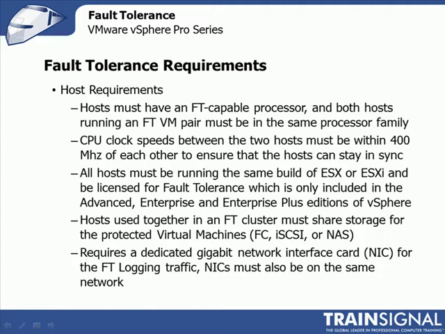All hosts must be running the same build of ESX or ESXi and be licensed for fault tolerance, which is only included in the Advanced, Enterprise, and Enterprise Plus editions of vSphere. Hosts used together in an FT cluster must have shared storage that the protected virtual machines must reside on. This can be any type of shared storage, including Fibre Channel, iSCSI, or NFS. Each host must have a dedicated NIC for FT logging and one for vMotion with speeds of at least 1 gigabit. In addition, each NIC must also be on the same physical network. Network and storage redundancy is recommended to improve reliability. Use NIC teaming and storage multipathing for maximum reliability.